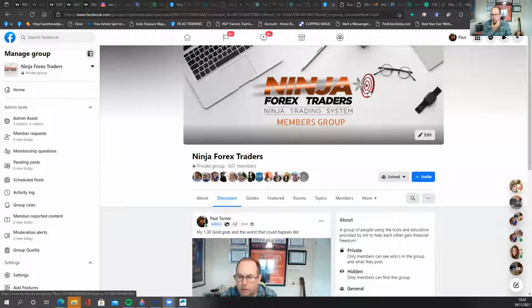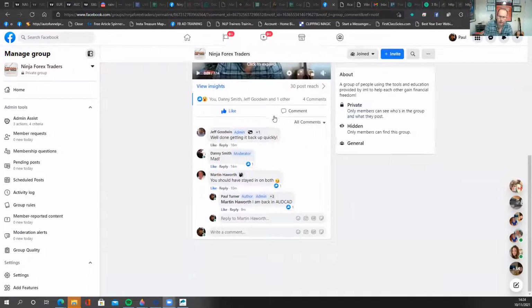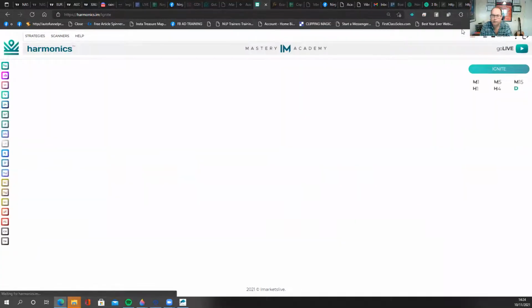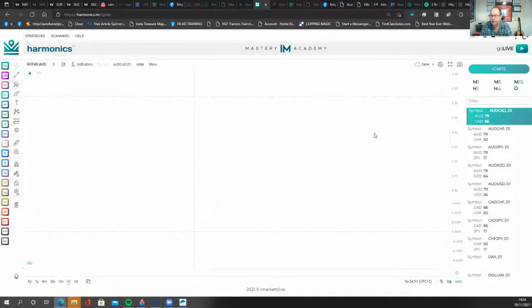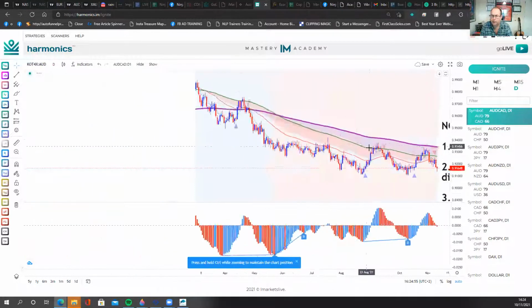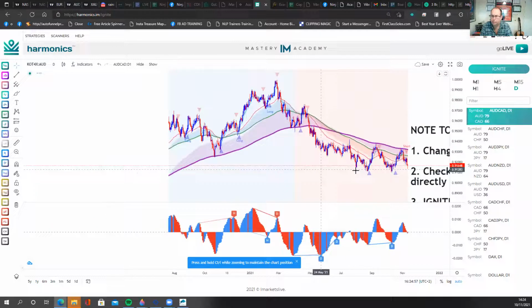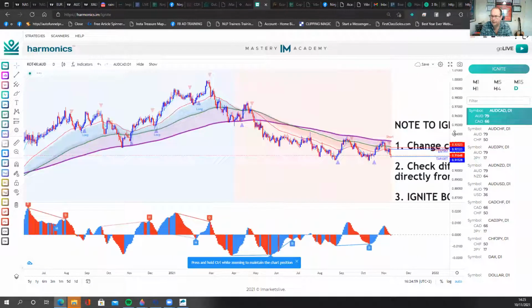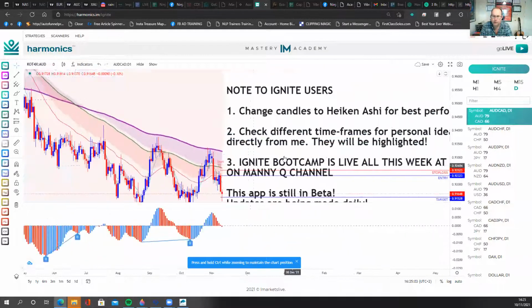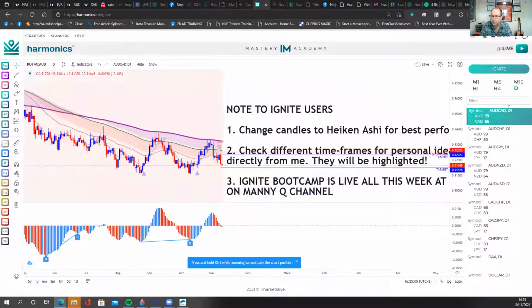So earlier on I was looking for a trade and I came across AUD CAD, which I got from the scanner, which I don't actually think I have on. There we go. Do we have the scanner on? Yes, we have the scanner on. So we're very excited about this new Ignite software. And I looked at it on the basis of a harmonic scan. So as you can see, that's on the daily.